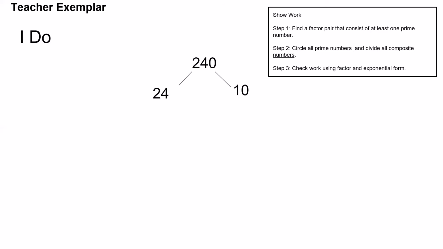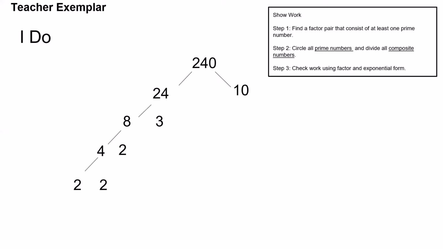Now, I'm going to start breaking down 24. It's the bigger of the two composite numbers. If I divide 24 by 3, I will get 8. Now, let's divide 8 by 2, and I will get 4. Now, if I divide 4 by 2, I will get 2. And 2 is a prime number. I cannot go any farther.